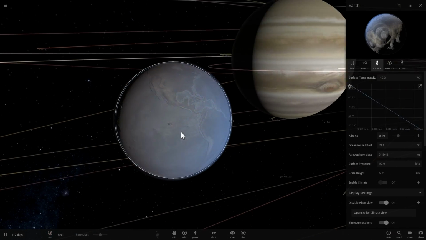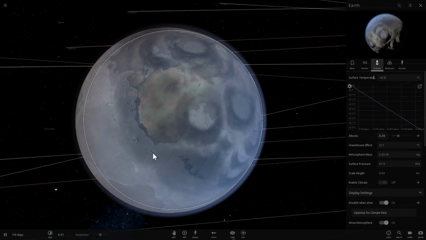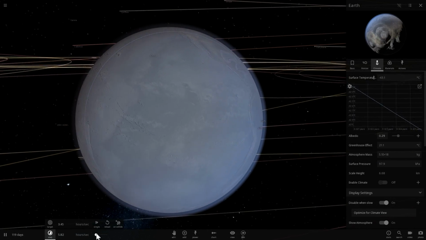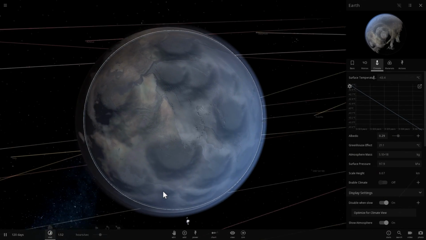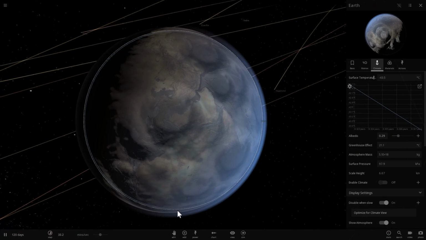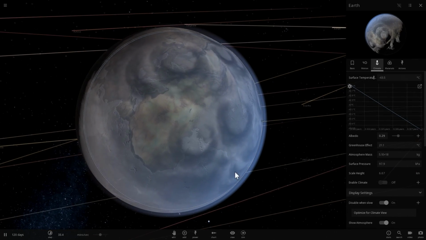Also, you can see that the other side of Earth, due to the collision, became very interesting looking. There's a lot of craters and a lot of interesting structures that have been formed in a place where I think Africa used to be. Or no, wait, that's South America. Yeah, South America has been completely eliminated.